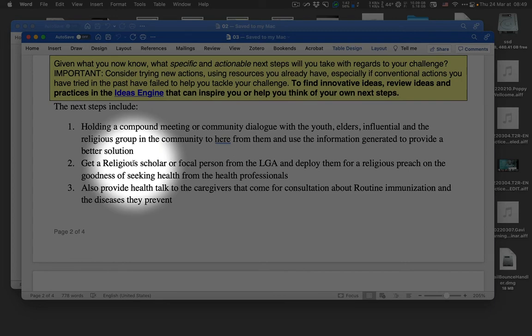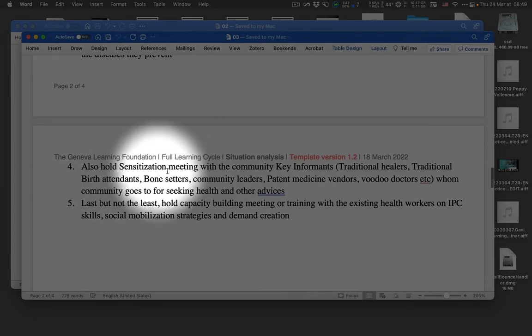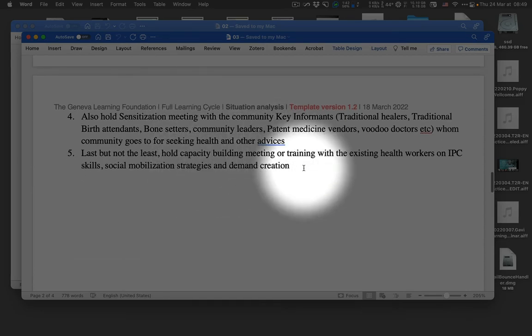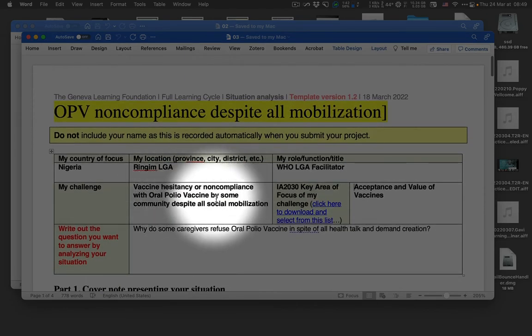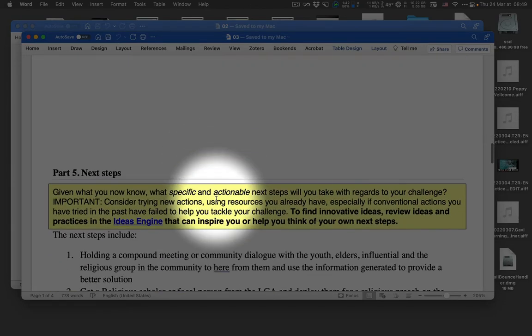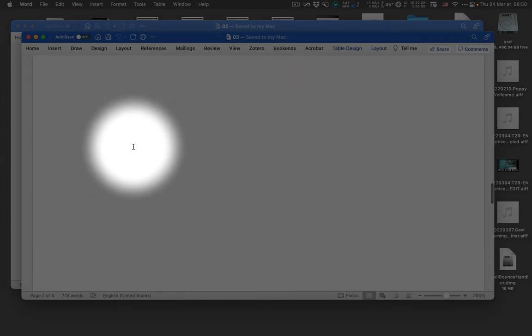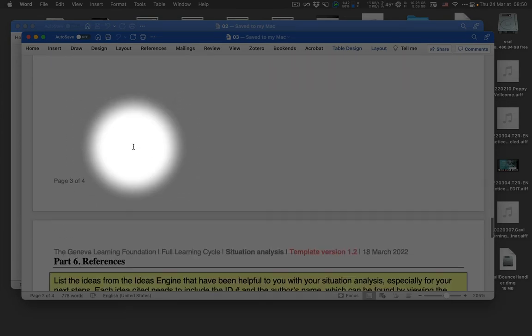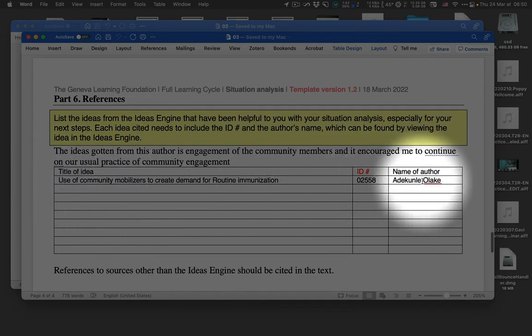Holding a compound meeting, get a religious scholar or focal person, provide health talk, hold sensitization meetings, hold capacity building. Okay, so I go back. If the problem is OPV, I don't see what is specific about OPV in these steps, and I wonder, have these been done before? If they have, then how is doing them again going to produce a different result?